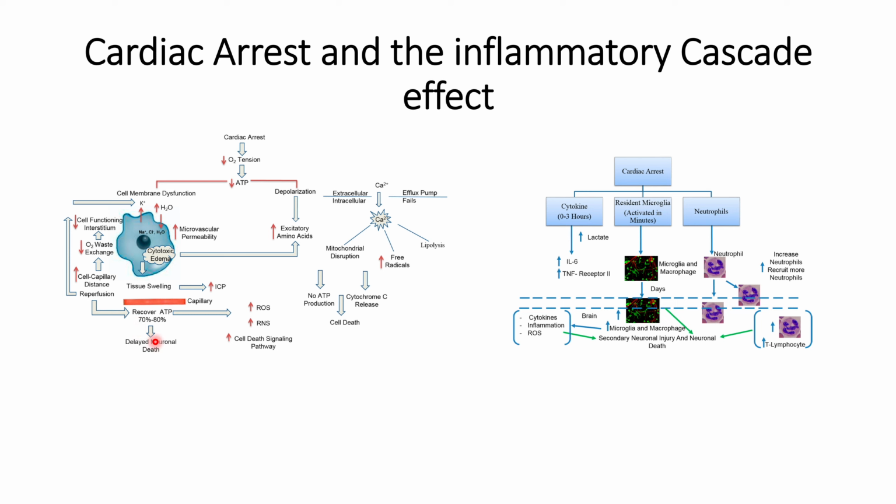And when the cell starts to recover, around 70 to 80% of the ATP production is recovered, then during this process the neuronal death will occur, and by the time it is recovering this ATP, other conditions such as ROS and RNS will be high, because of the oxygen surplus condition present. ROS is the reactive oxygen species, and RNS is the reactive nitrogen species. And the increase in both of these ROS and RNS will lead to activation of the cell death signaling pathway.